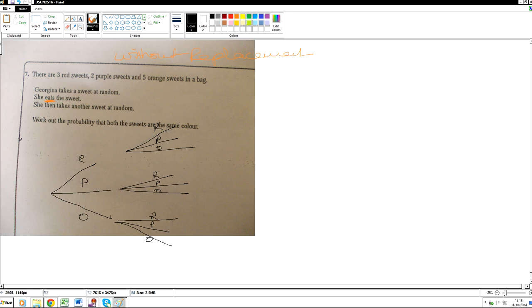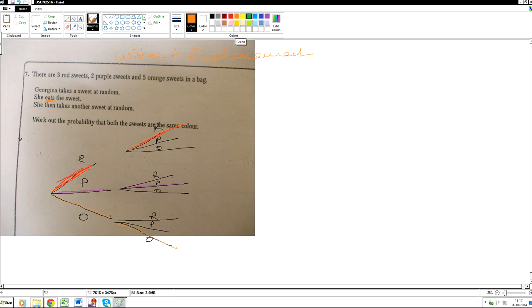Now, to tell you the truth, because we only need to work out both the same color, we really need to be concerned with the red followed by red path. And then we also need to consider, let's change color now, purple followed by purple. Then red with red, and then orange with orange. And let's put the probabilities on for those questions now.